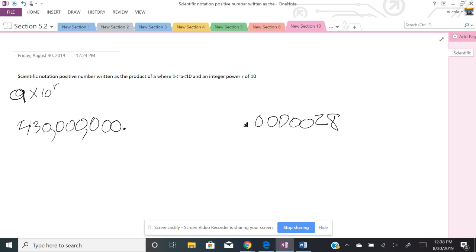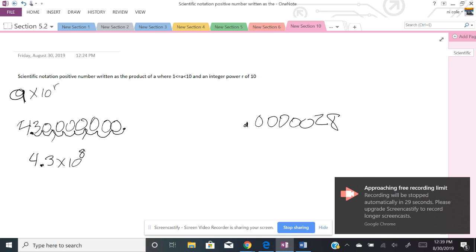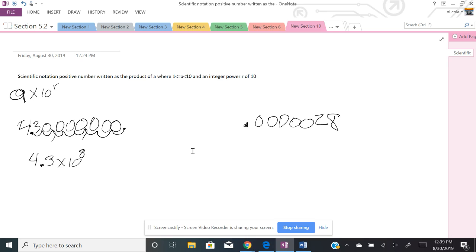Okay, you're going to take your decimal and you're going to count 1, 2, 3, 4, 5, 6, 7, 8. It took me 8 spots to get over there, so it's going to become 4.3. So is 4.3 between 1 and 10? Yes, times 10. And my power is how many times did it take me to get over there? Which is 8. So the answer is 4.3 times 10 to the 8th.